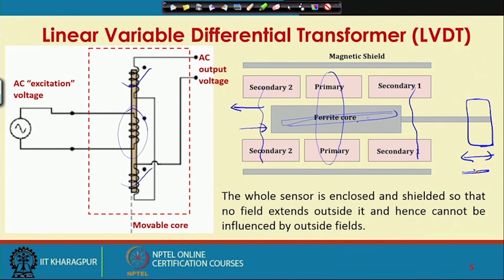The whole sensor may be enclosed and put inside a magnetic shield so that no field extends outside it and hence it cannot be influenced by outside fields.